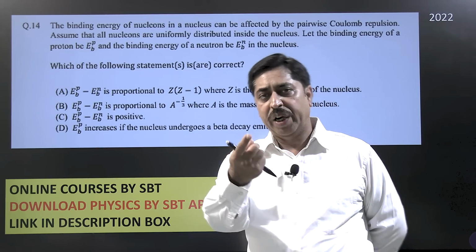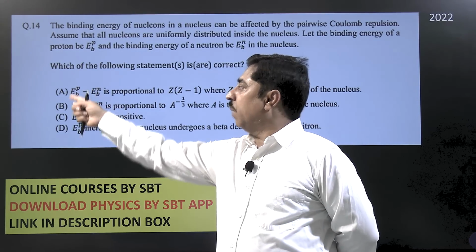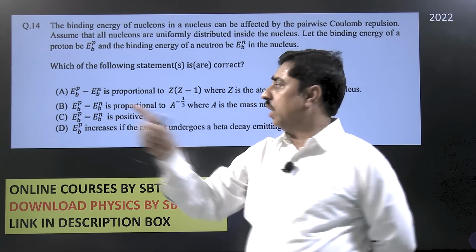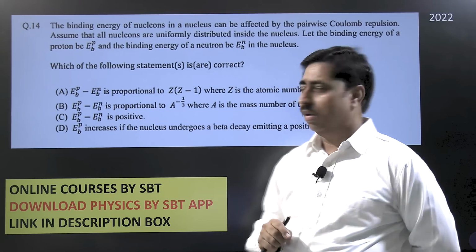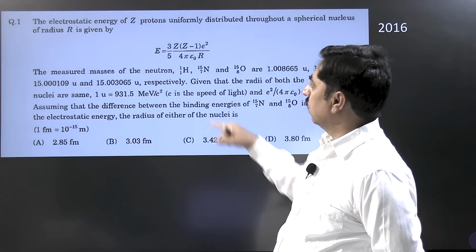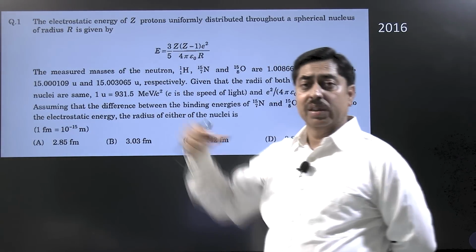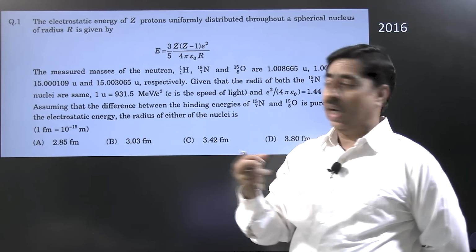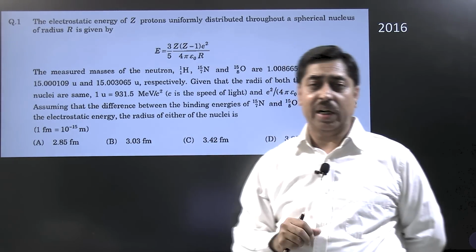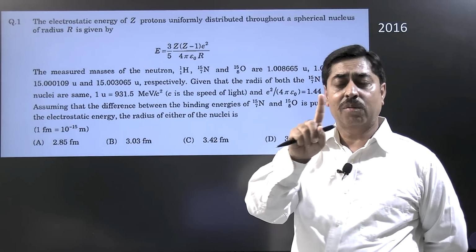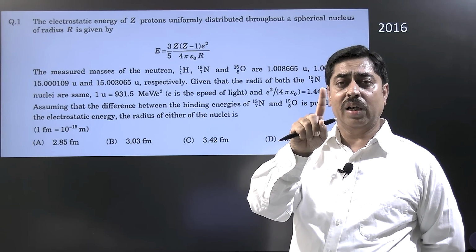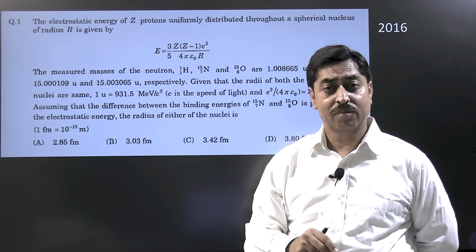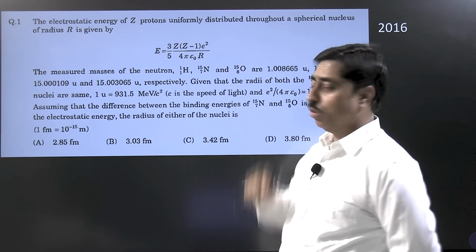Here, you made an error. This is the binding energy of a proton minus the binding energy of a neutron. You taught us that for the binding energy of the entire nucleus, the effect of electrostatic repulsion among protons has this much contribution. So what is the contribution made by repulsion experienced by one proton? It has to be divided by Z. So for one proton, it will be proportional to Z minus 1 only.